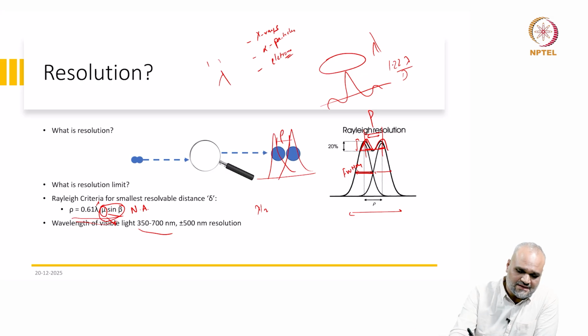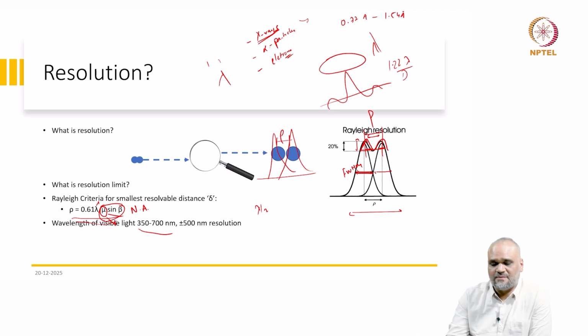If you look at X-rays, the wavelength of X-rays can range anywhere from 0.77 angstrom to 1.54 angstrom, which you are commonly using in characterization. If I use alpha particles, you can also achieve small wavelengths here, but the challenge is that the momentum of these alpha particles is quite high. You could use neutrons as well, but neutrons are not charged particles.